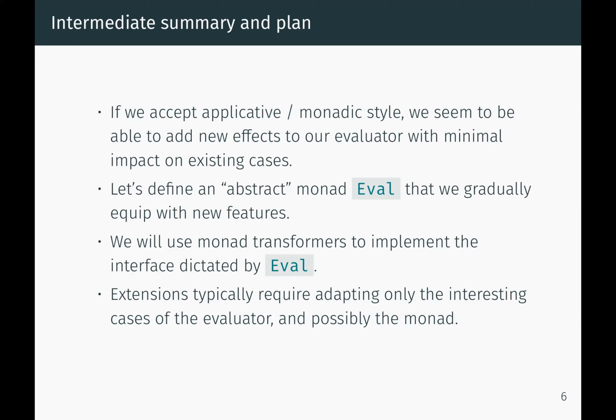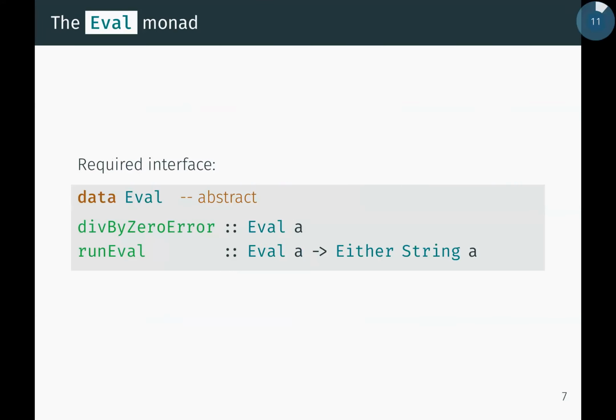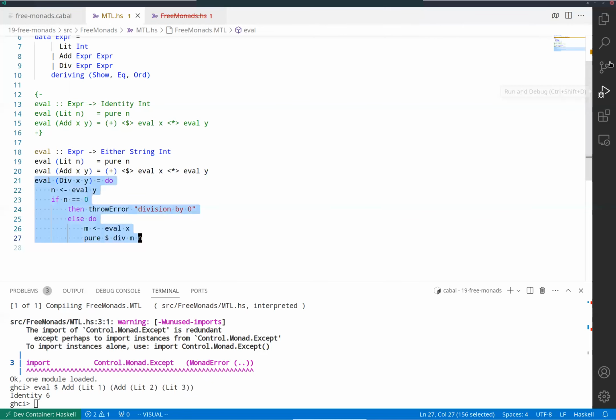And the plan now is to somehow abstract that a bit away. So we will define a monad Eval and will slowly add features. And we will implement those features using MTL, the monad transformers. And we will try to do this in a way that when we add features, we don't have to change much of existing code. And maybe I should create a new module for that. Call it Eval.